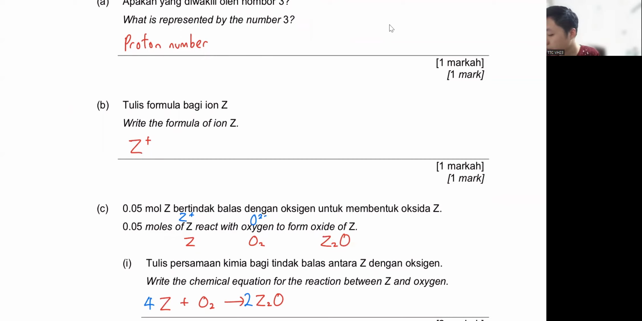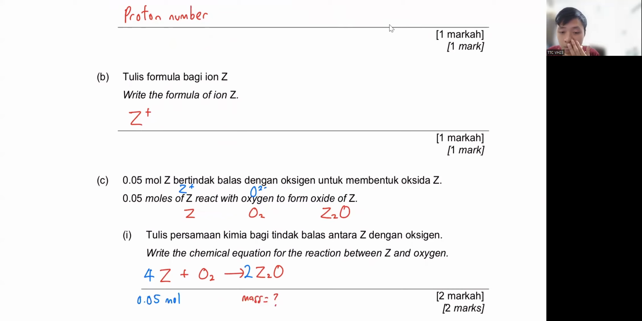Because Z plus, cross over, becomes Z2, and O2 minus becomes O1. Then balance. Balance means O got 2 here, here got 1, so times 2. Times 2 means after that here got 4Z, so times 4 here.